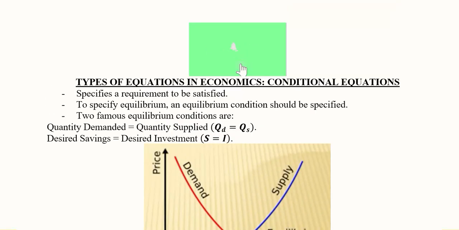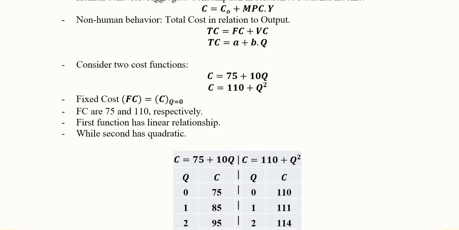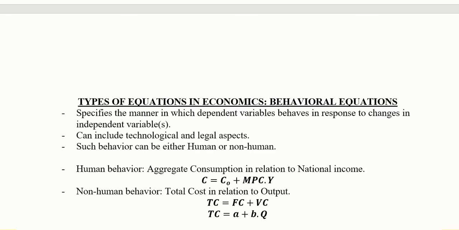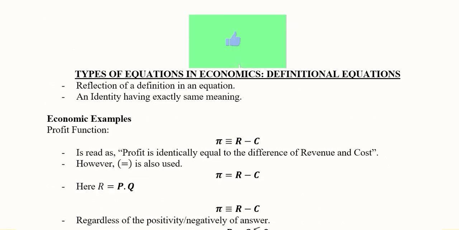So these are the three types of equations that we have understood that are used in economics. This one was the conditional equation. The other one was the behavioral equation. And finally, we had the definitional equation. So all these equations are used in our economic analysis. Thank you.